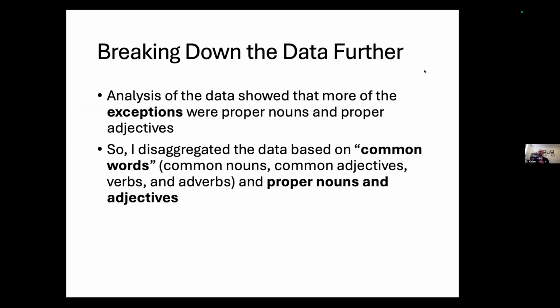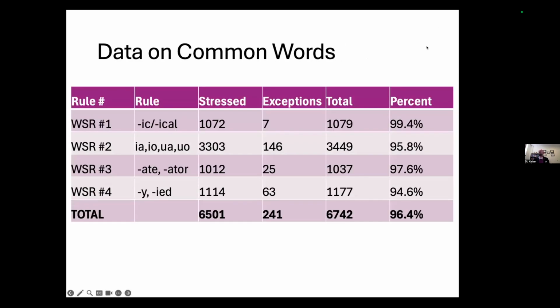So now let's take a look at common words, as I call them, just common words. So these are the non-proper nouns and adjectives. We're going to see these percentages go up. We went from 93.7% overall to 96.4%. So that's going up overall. We see now that all these percentages for each of the rules are above 94%. It's even a little bit higher for word stress rule number 1, which is already at 99%. So all these go up.